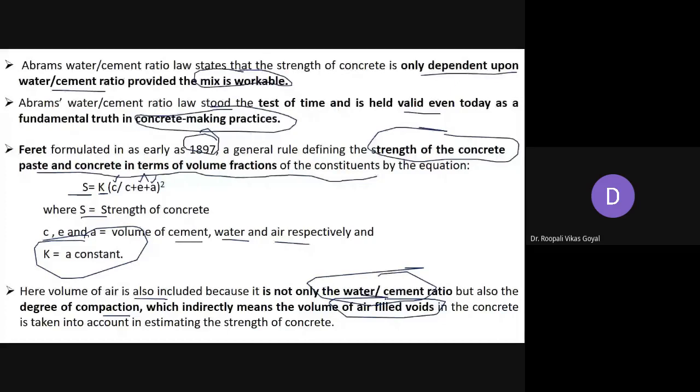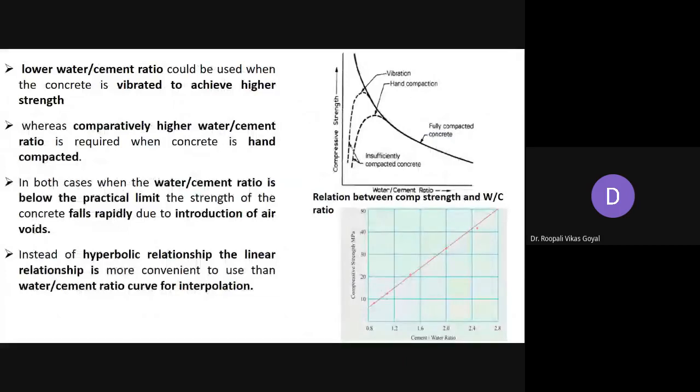So here one relation is given between compressive strength and water cement ratio. Just try to understand. Okay, a lower water cement ratio can be used when the concrete is vibrated to achieve the highest strength. Let us try to understand this statement. Here this line you can see is for fully compacted concrete. In fully compacted concrete, just try to correlate compressive strength versus water cement ratio. When your water cement ratio is low, your strength is higher, and as you go on increasing this water cement ratio, your compressive strength is decreasing.